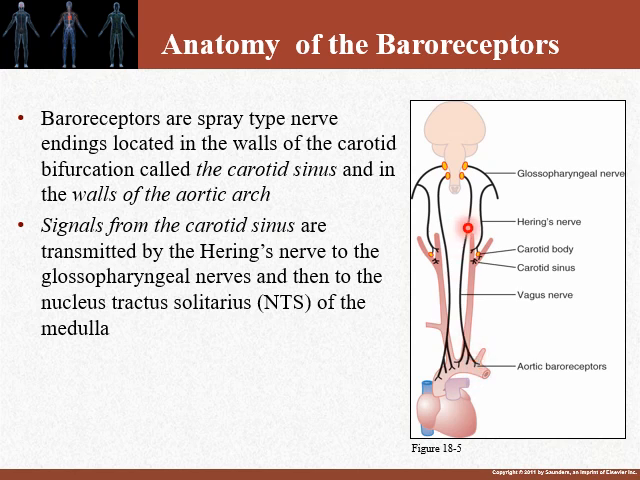The aortic baroreceptors are connected through the vagus nerve to the vasomotor center. The carotid sinus is connected by nerve endings, branches from the glossopharyngeal nerve. Okay. This is called Hering's nerve. And for the aortic, through the vagus nerve, it goes to the vagus nuclei. For the carotid sinus, it goes to the nucleus tractus solitarius. Okay, the nucleus of the glossopharyngeal nerve.